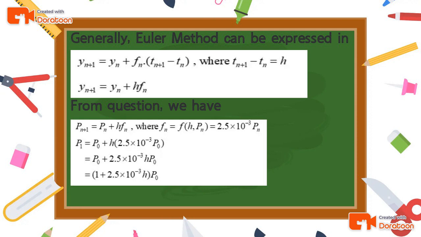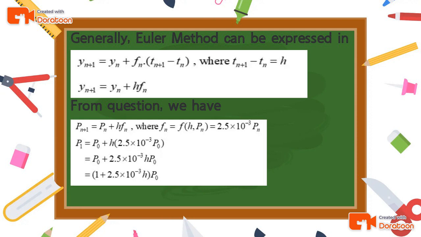Then, we can apply the general Euler method to this equation, which gives us P_{n+1} = P_n + h f_n, where f_n = f(P_n) = 2.5 × 10^-3 P_n. Suppose we let n = 0, we will get P_1 = P_0 + h(2.5 × 10^-3 P_0).